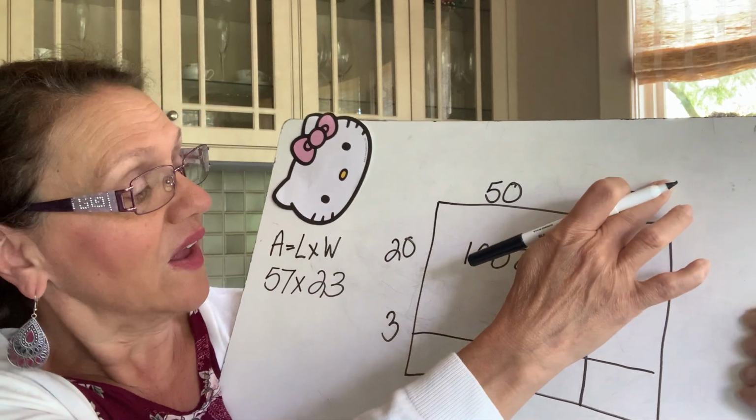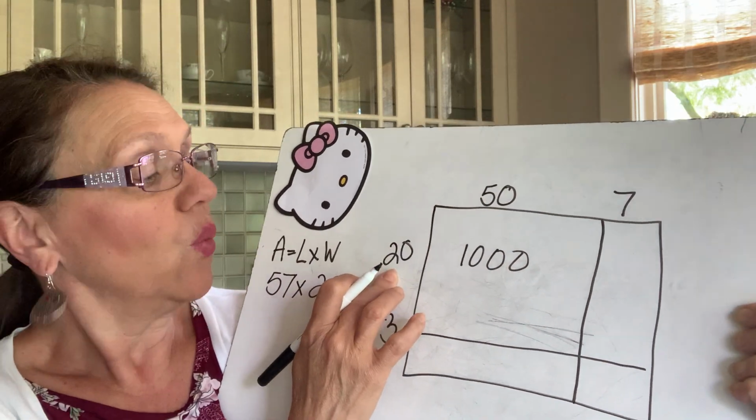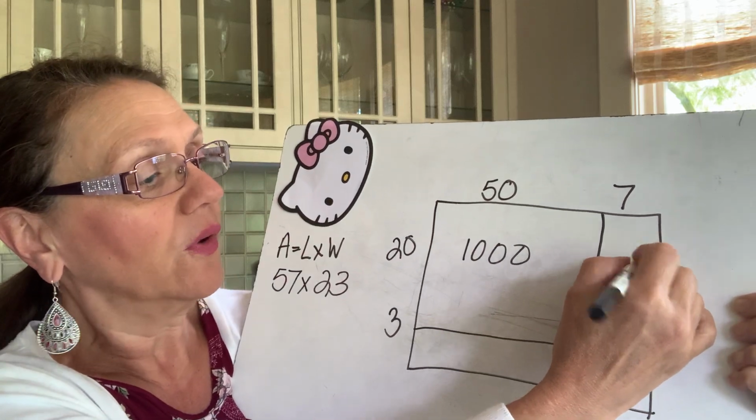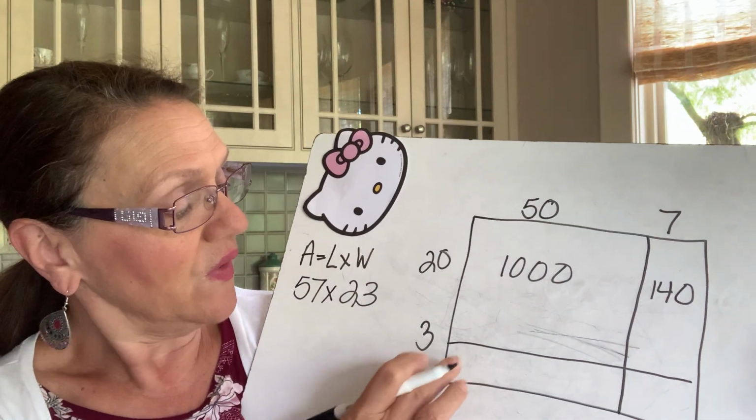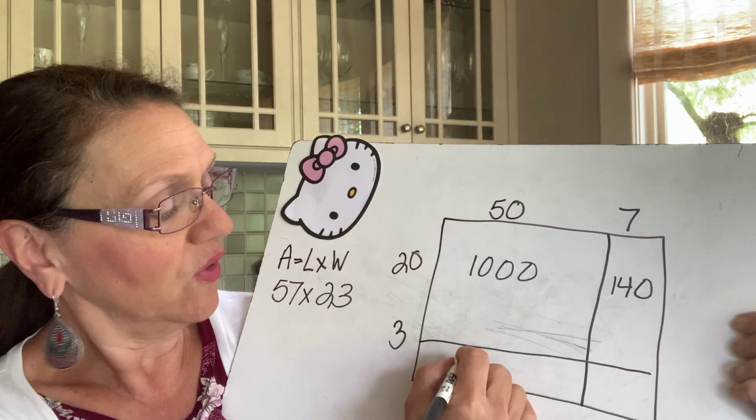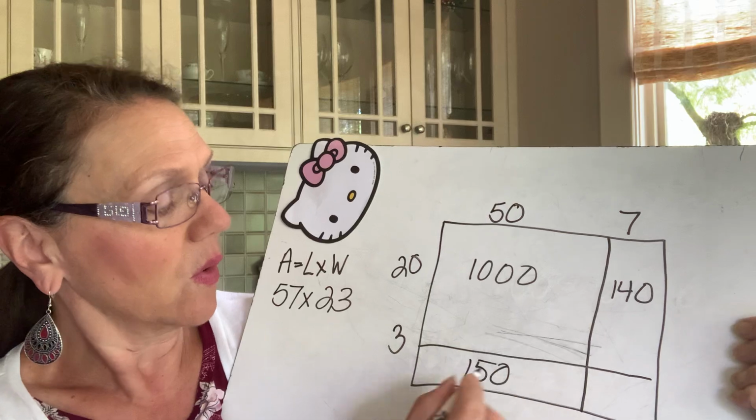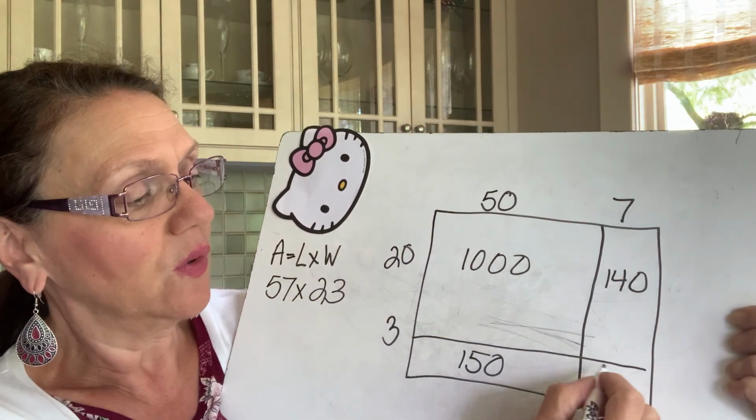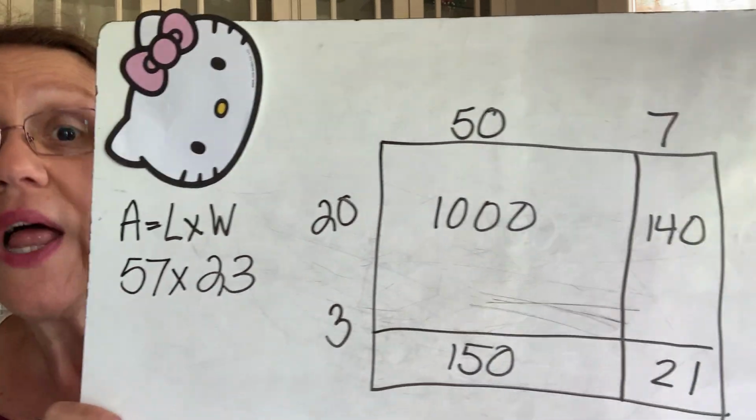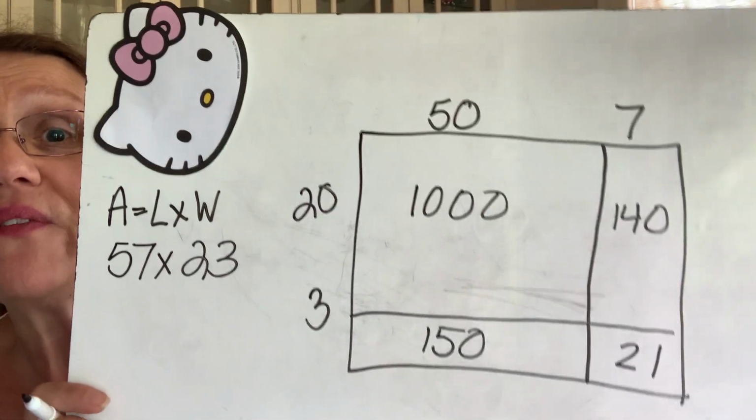Next, I'm going to do 7 times 20, which is 7 times 2, which is 14, and a 0. Moving down here, I have 50 times 3, which is 5 times 3, which is 15, and a 0. And then 3 times 7, which is a times table question. So now, all I have to do is add all of these together.